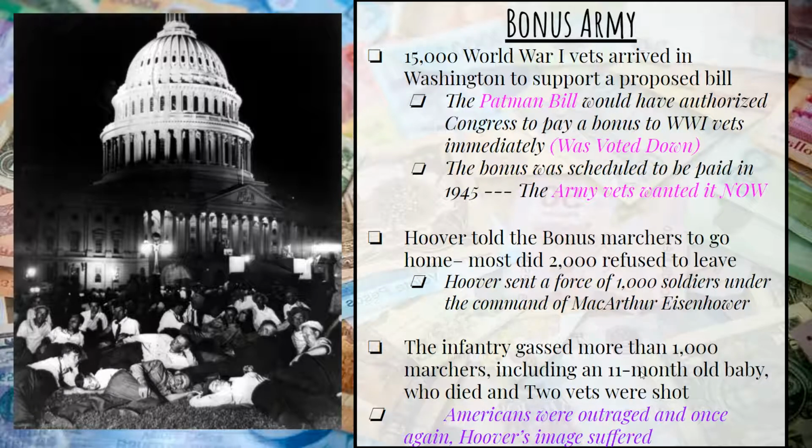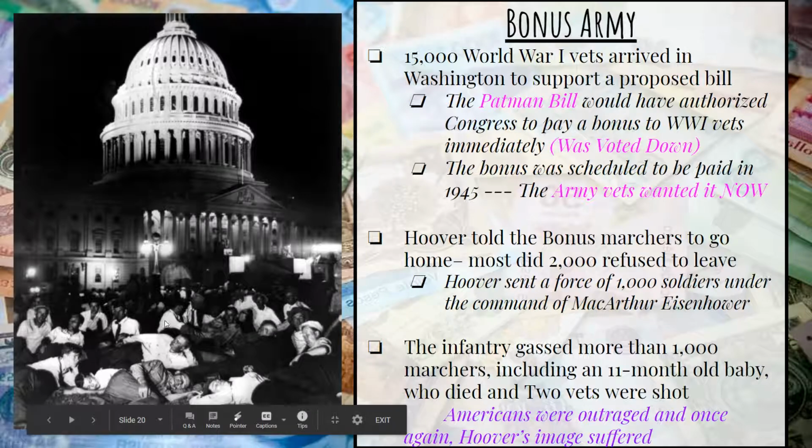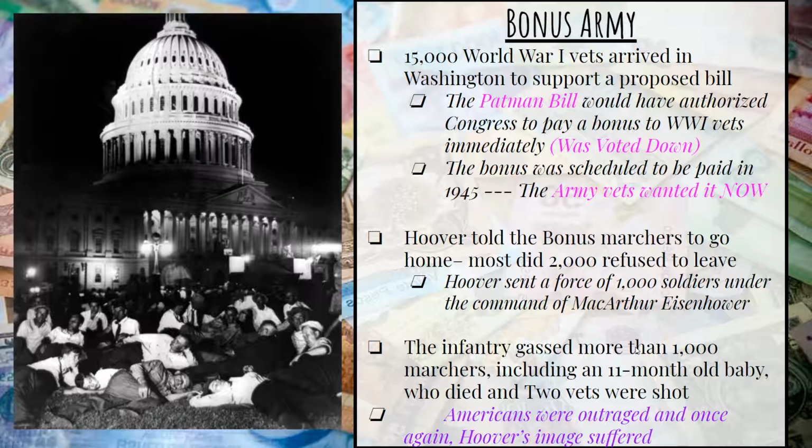So hundreds upon thousands of people rushed to Washington, D.C., and you can see this right here. Here's the Capitol. And these are all soldiers and families of soldiers who are homeless, who don't have anything left to lose. They march on Washington to try to protest the government to pass this bill. They need this money. But what ends up happening is Hoover gets upset. Congress refuses to pass it. So Hoover sends in a force of 1,000 soldiers under the command of MacArthur and Eisenhower, and he gassed more than 1,000 marchers, and he injured and killed an 11-month-old baby and 2 vets.